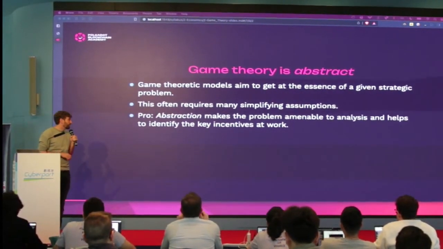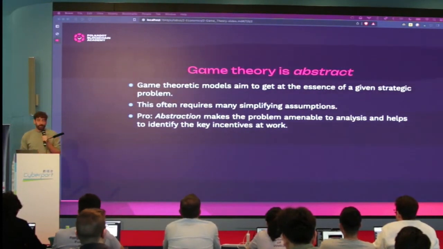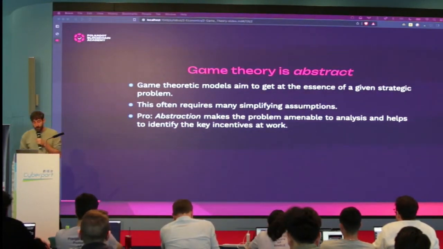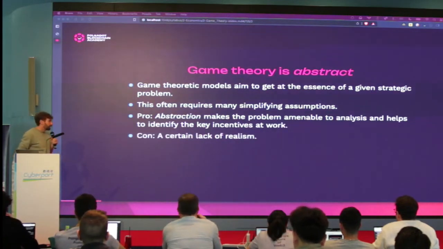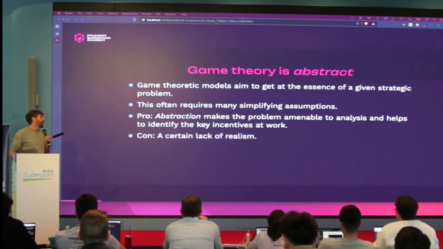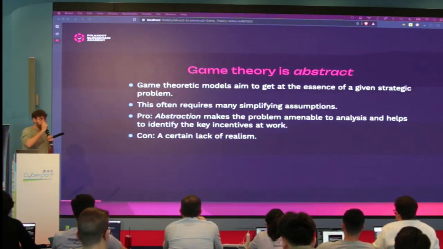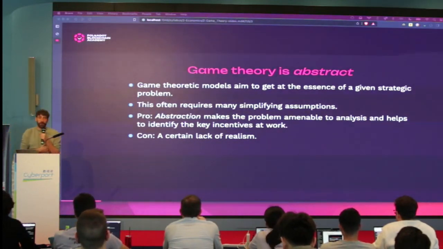You can actually analyze it, and it helps to identify the main incentives at work. But it certainly lacks some realism, and it often makes it doubtful how these results actually translate to real life. And that is something that we saw in the ultimatum game, right?